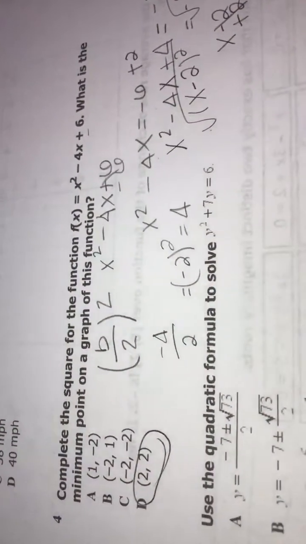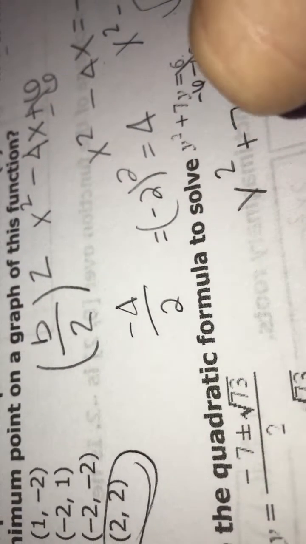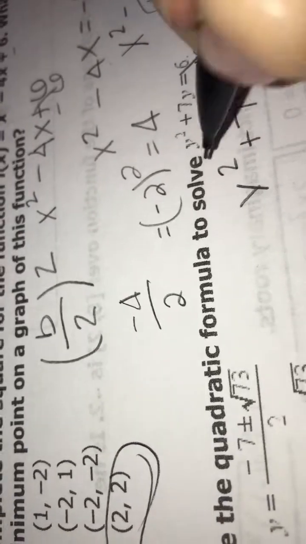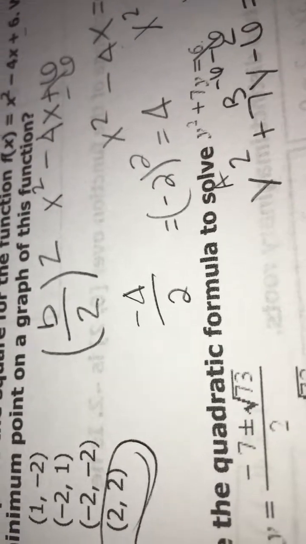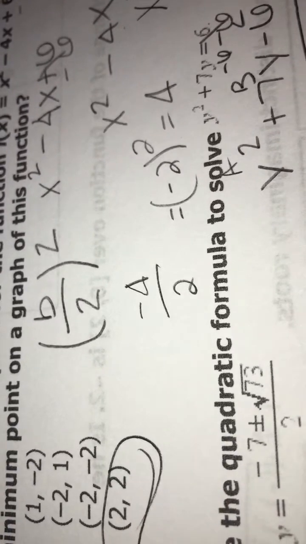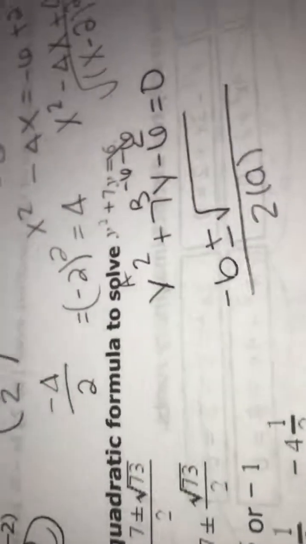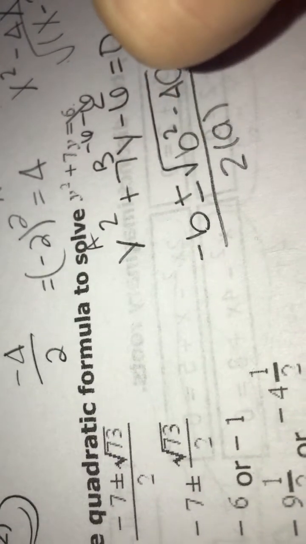Okay, number 5 says use the quadratic formula to solve y squared plus 7y equals 6. The first step would be to set this equal to 0, and to do that you need to subtract 6 to the other side. y squared plus 7y minus 6 equals 0. Now we're going to label these a, b, and c. We're going to write out the quadratic formula, which would be opposite of b, plus or minus the square root of b squared minus 4ac.